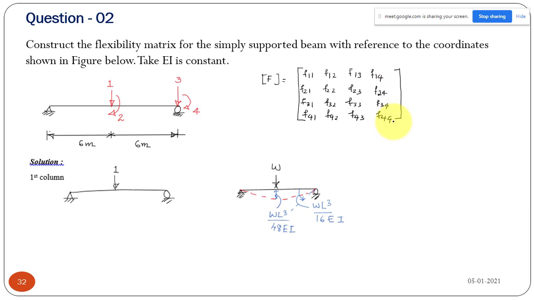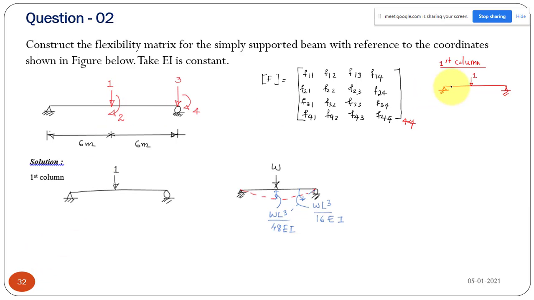So this is my flexibility matrix. That will be a 4 by 4 matrix because I have 4 coordinates. Now we can get the first column, the 4 elements, from where? To get the first column, take your beam and apply a unit point load, a unit force of 1 kilonewton like this, and get the displacement at all the four coordinates.